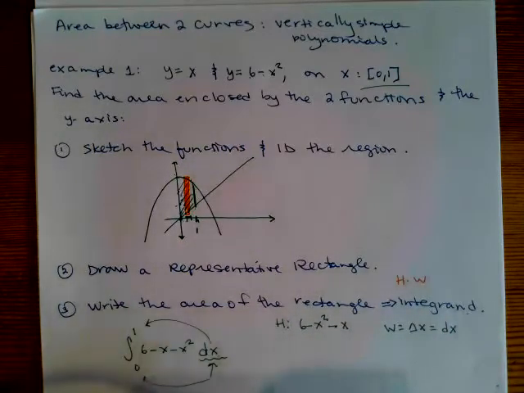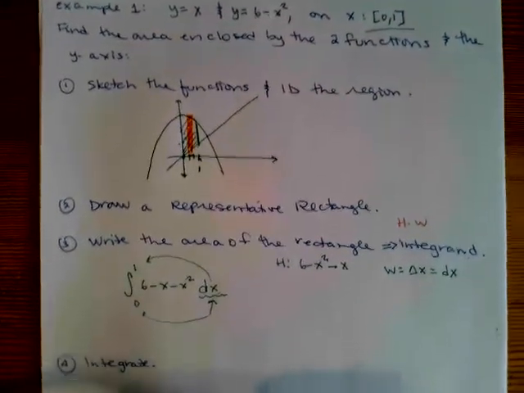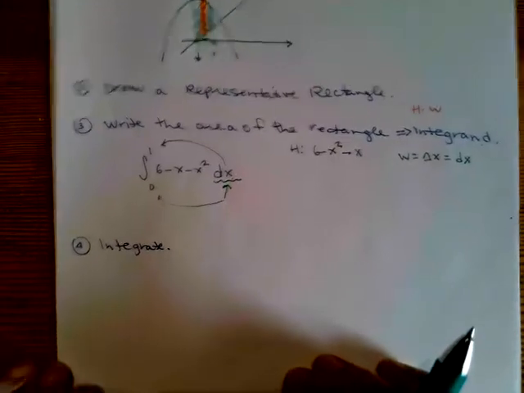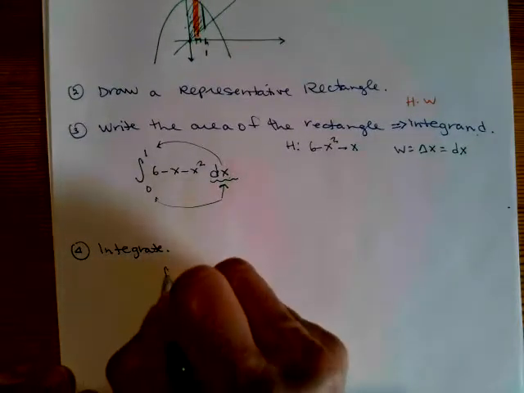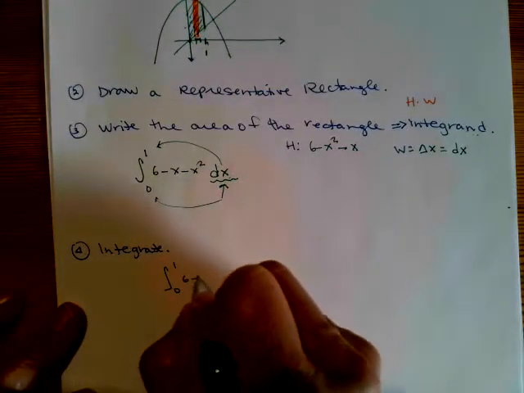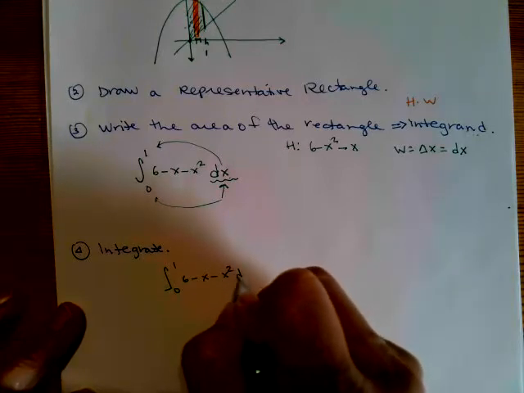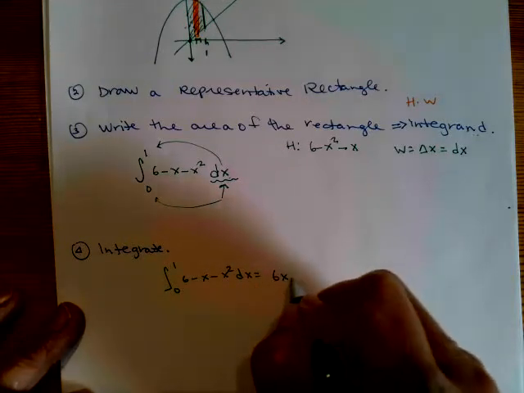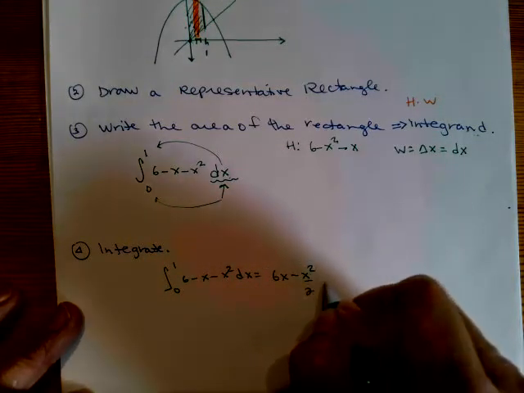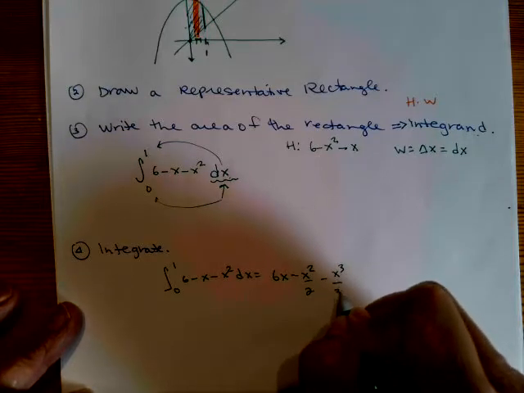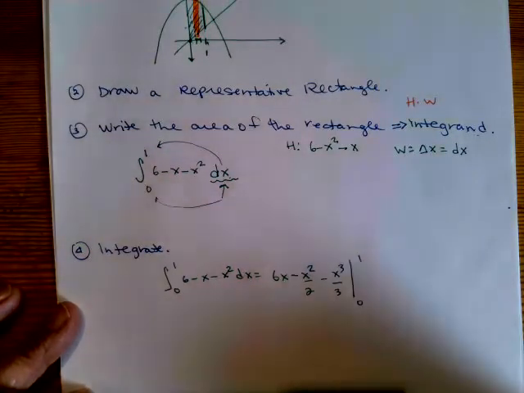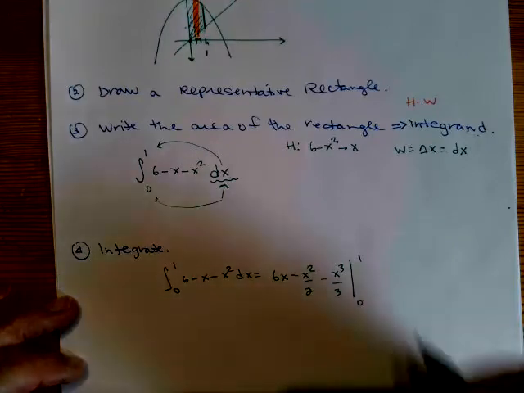Well, if you can get this far, then you can get to the answer because that's just nice power rule integration. So integrating 0 to 1, 6 minus x squared dx. So 6x minus x squared over 2 minus x cubed over 3 between 0 and 1.